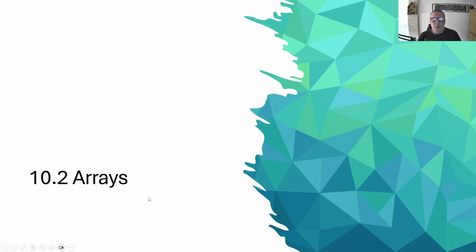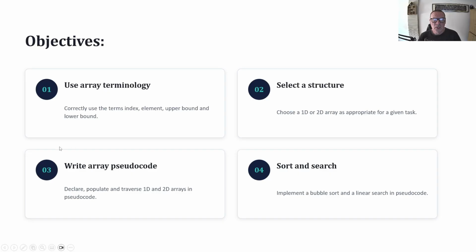In this video we'll look at arrays. This is section 10.2 of the CIE 9618 Computer Science A-Level course. So we want to be able to use array terminology, select the right kind of structure for our task, be able to write array pseudocode, and to carry out sort and searches using arrays.